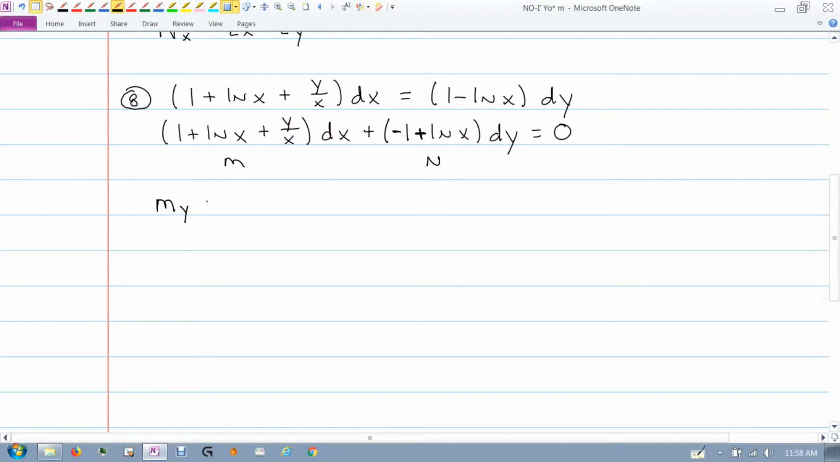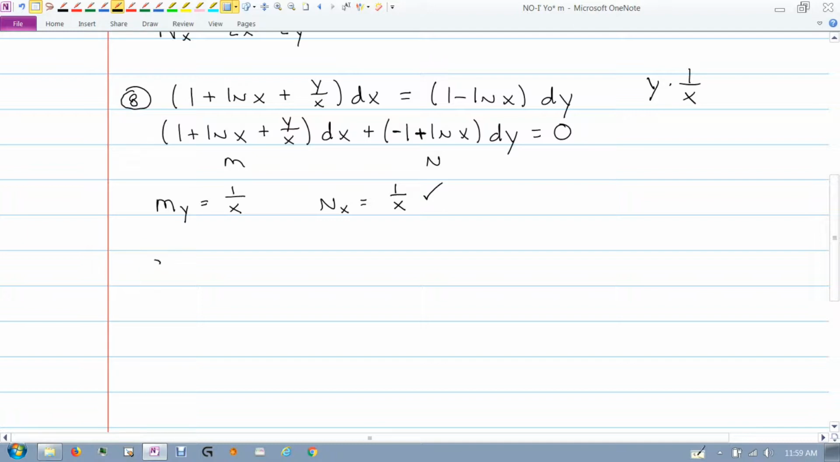Partial of M with respect to y. This is the only term that has y in it. So that's really y times 1 over x, and x is a constant, so the derivative of that is just 1 over x. And then partial of N with respect to x is just the derivative of that right there, and that's just 1 over x. We finally have one, so it's exact.